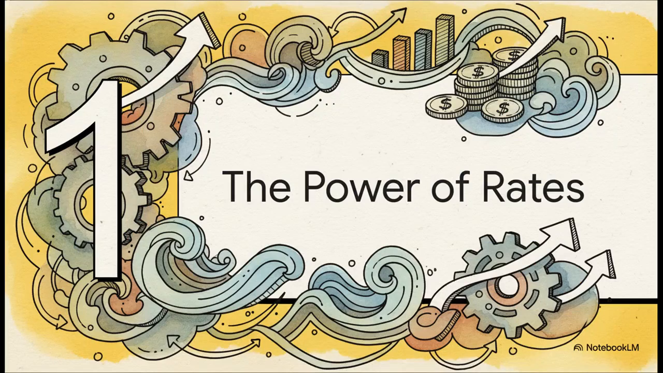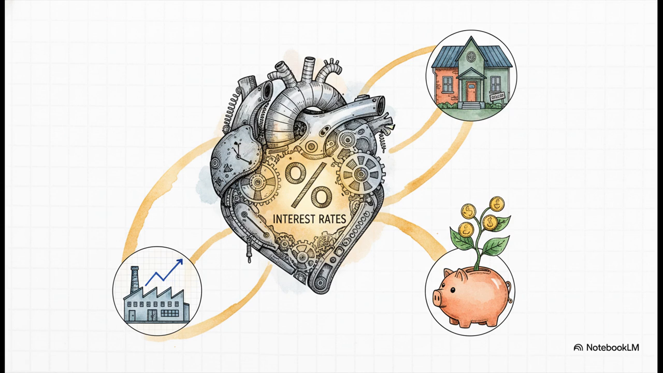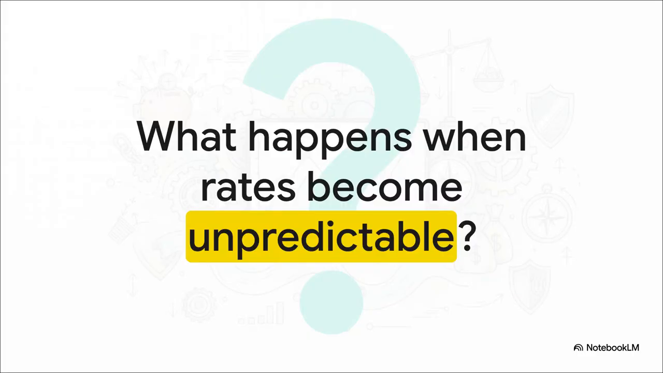To really get that, we have to start with the fundamentals. So first up, let's talk about the incredible power that interest rates hold over, well, everything. I mean, interest rates are pretty much the heartbeat of the economy. They decide how much you pay for a mortgage, what you earn on your savings, and they even steer how big companies choose to spend their money. They're literally everywhere. But here's the catch. What happens when those rates stop being predictable and start swinging all over the place? Well, that's when you get risk, a whole lot of it.